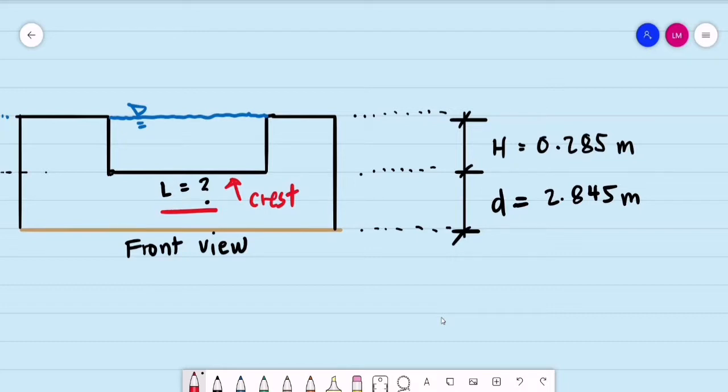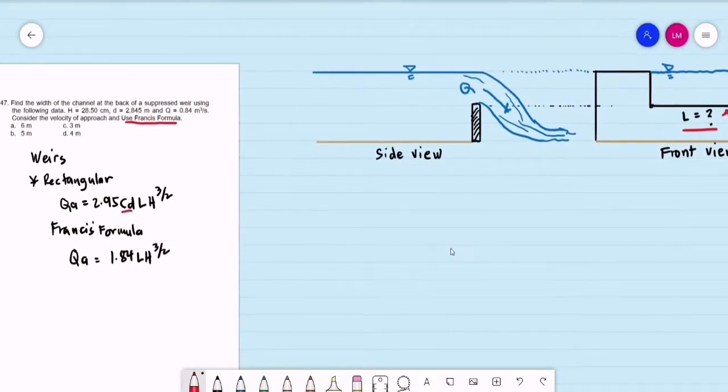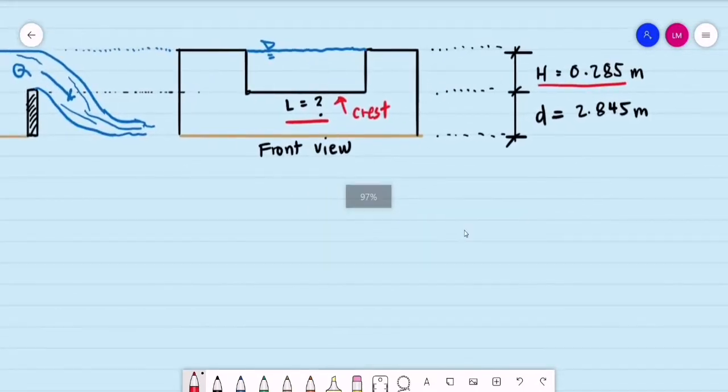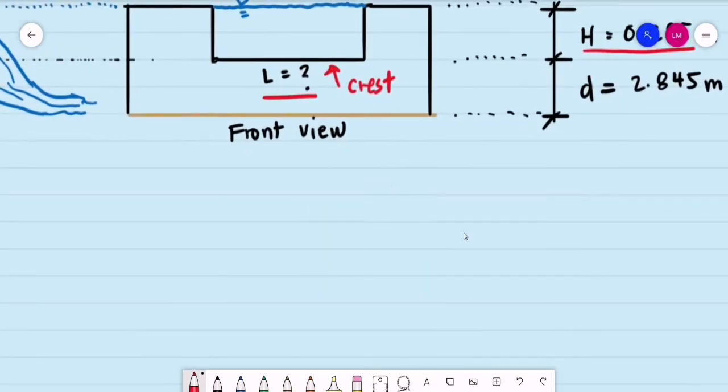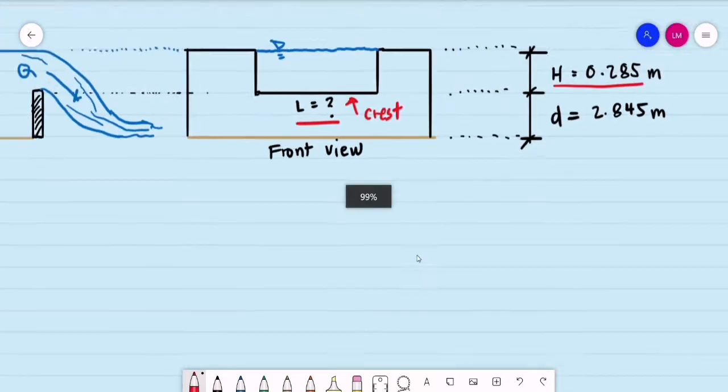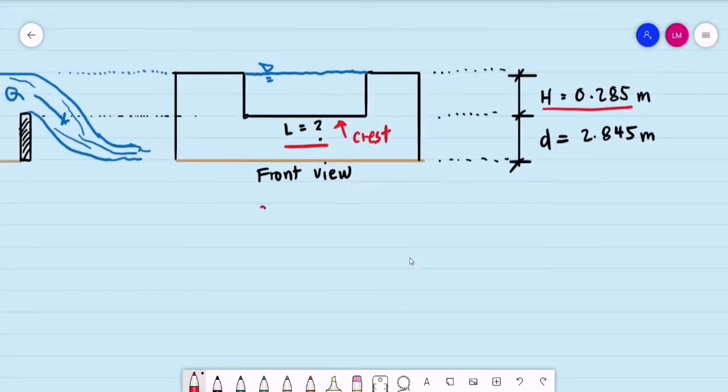We have 28.5 centimeters. Ginawa ko lang siyang meter, 0.285 meter. Tapos yung D, yun yung nilagay na harang, that is 2.845 meters. So, sabi naman niya, gamitin daw yung Francis formula. Pwede nating i-neglect yung velocity of approach dahil negligible yun, medyo maliit yung kanyang value. Ito yung by Francis formula: the flow rate actual is equal to 1.84, the length of the crest times h raised to 3/2.